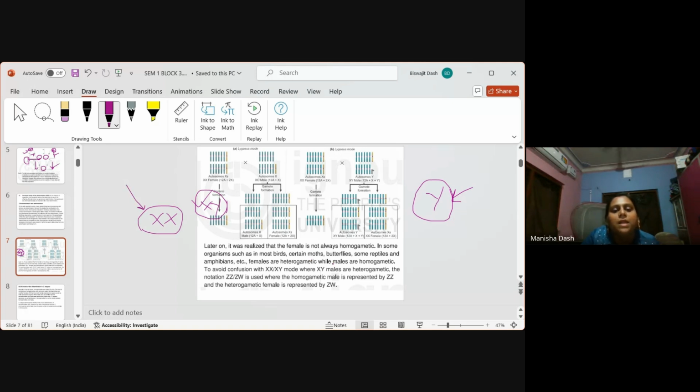Okay. Now, it's not universal that in all animals the female will always be homogametic and the male heterogametic. In contrast to this, particularly in some groups of birds, it is reversed. That means in birds, there is a ZW method of sex determination where the female is heterogametic. That means the female is ZW and the male is homogametic. That means the male will have Z and Z. Okay.